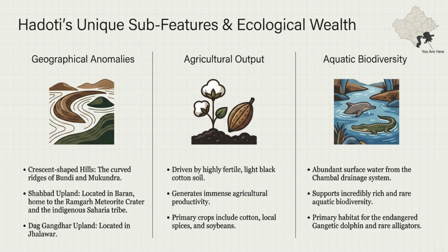Driven by highly fertile, light black cotton soil, this plateau generates immense agricultural productivity, leading the state in cotton, local spices, and soybean yields. Furthermore, the abundant surface water from the Chambal drainage system supports incredibly rich aquatic biodiversity, acting as a critical primary habitat for rare alligators and the endangered Gangetic dolphin.